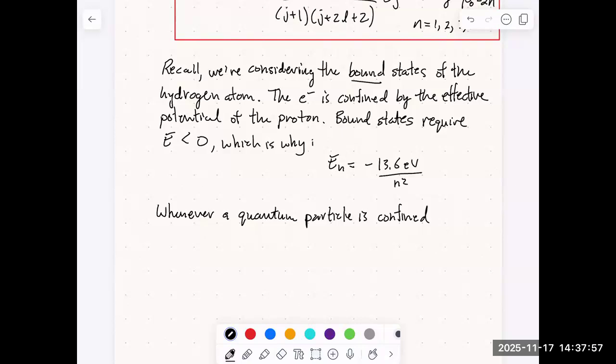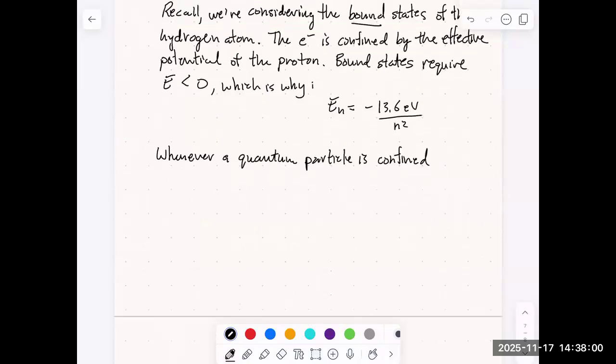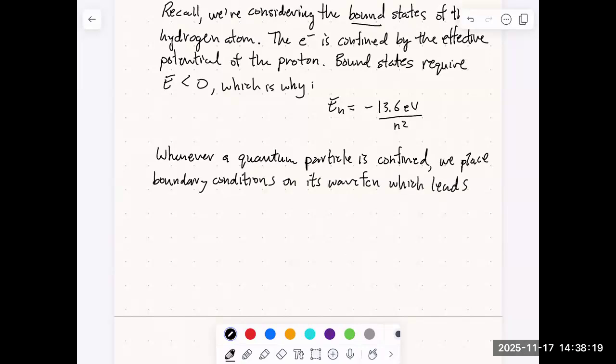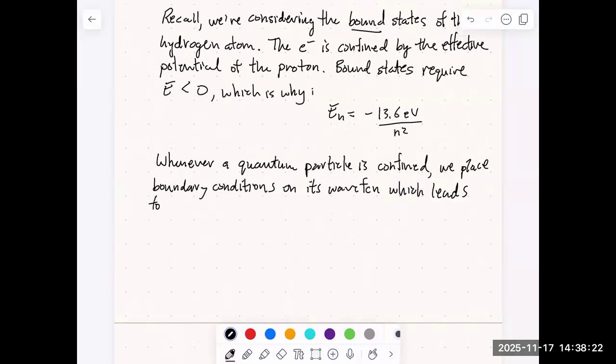Okay, so whenever a particle is confined, we place boundary conditions on its wave function, which leads to, I don't know, how do I want to say it? Which leads to restrictions on the allowed energies.